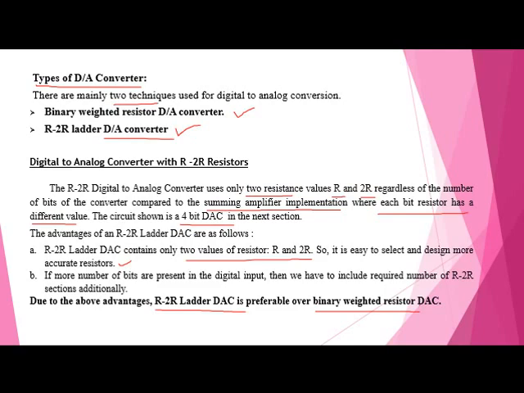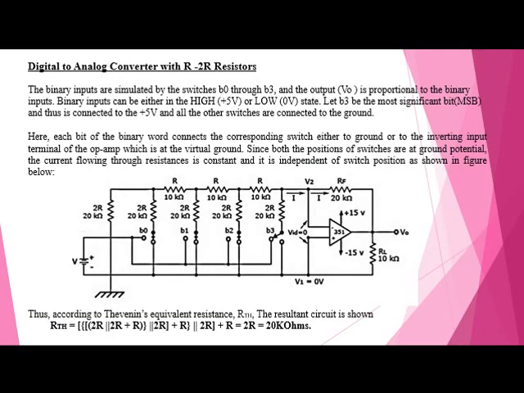That is the comparison. Now we continue with the digital to analog converter with R-2R ladder, and the binary inputs are simulated by switches B0 through B3. Here B0, B1, B2 and B3. The output voltage V0 is proportional to the binary input, and the binary inputs are either high, meaning 5 volt, or low, meaning 0 volt state.